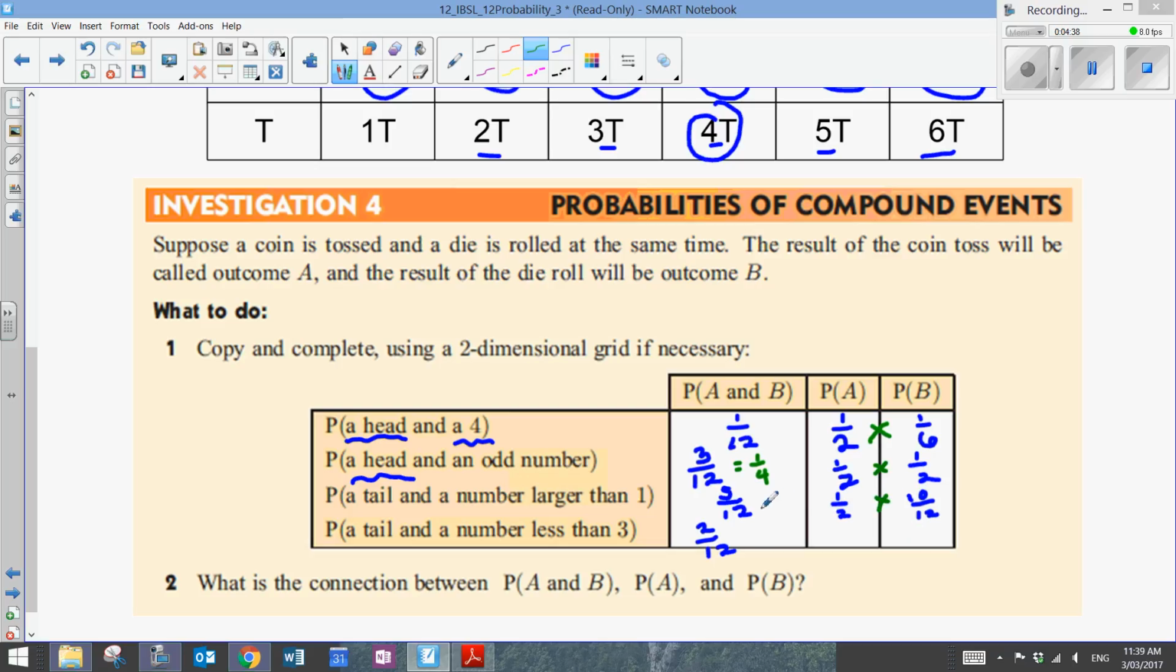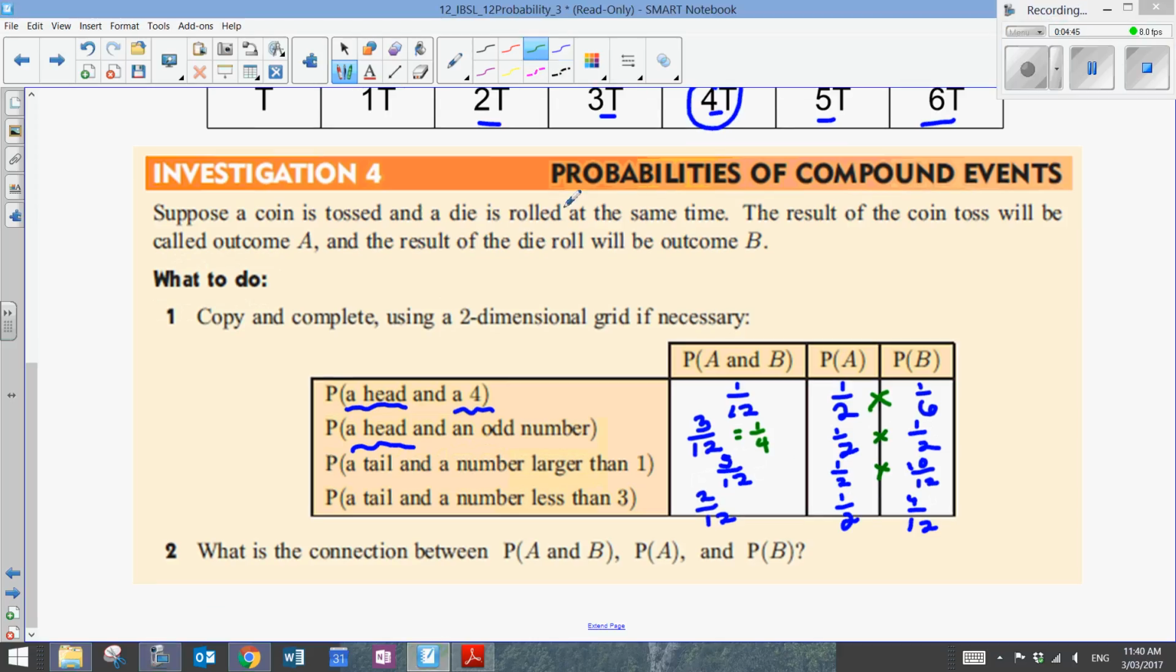Probability A times probability B gives me my probability of A and B. Let's test our last one as well. So 1/2 for the probability of a tail, and 4 out of 12 for the probability of getting a number less than 3, only including 1 and 2. So that would make 4 out of 24, or 2 out of 12. All right, so what we've just connected is that the probability of A, whatever your event A is, multiplied by the probability of B, whatever your event B is, will give you the AND for a compound event, where both events happen at the same time.